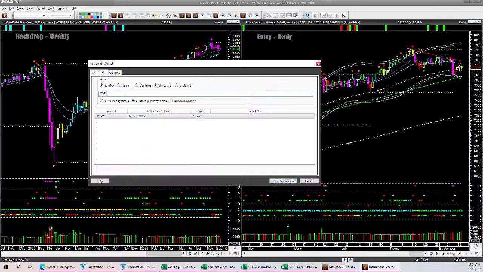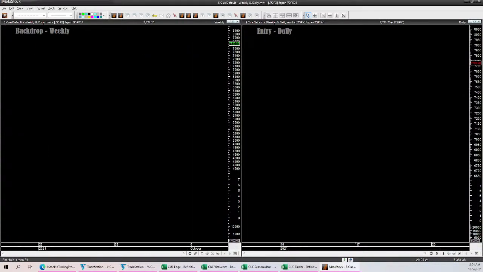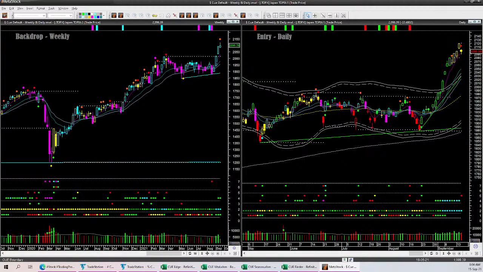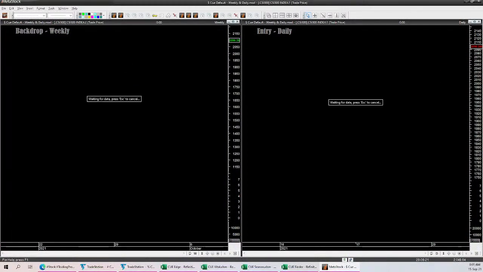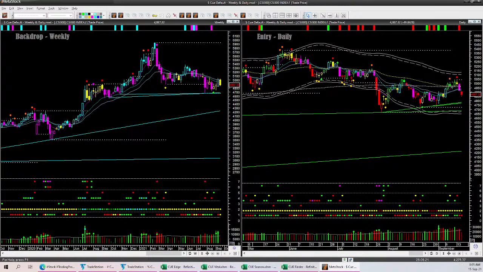Next is the Japanese market, Topix index. Topix index was in an uptrend and that is continuing. It was moving sideways and that is continuing.